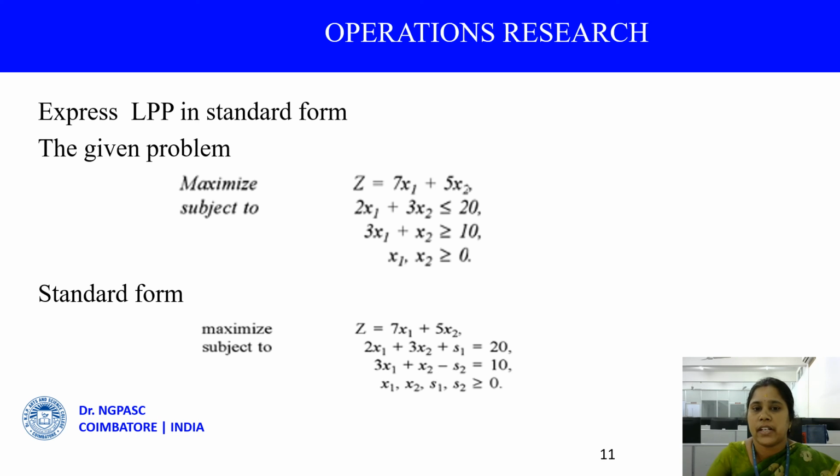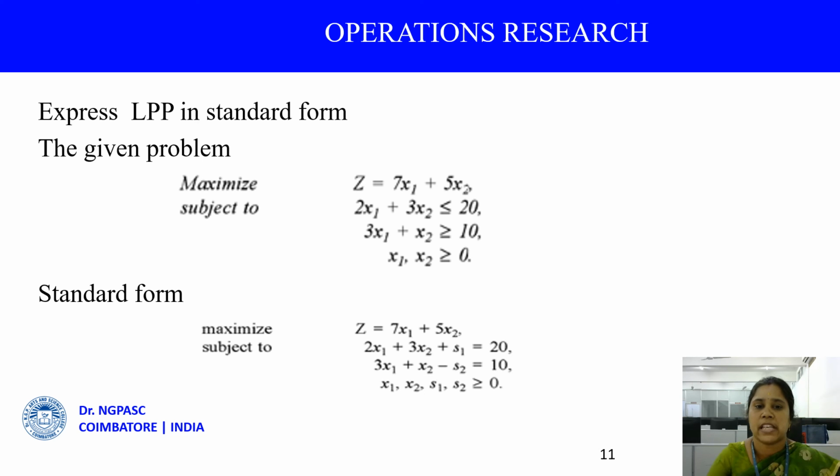Therefore, to convert into standard form, we have to express them as equalities. For less than or equal to type, we introduce a slack variable on the left hand side. For greater than or equal to type, we introduce a surplus variable on the left hand side. So in the first equation we introduce a slack variable, and in the second equation a surplus variable. Therefore, the equations are 2x1 + 3x2 + s1 = 20 and 3x1 + x2 - s2 = 10. And all other variables are greater than or equal to 0.